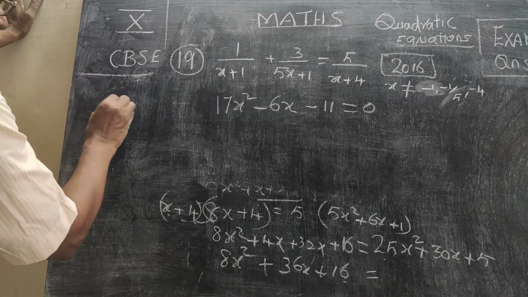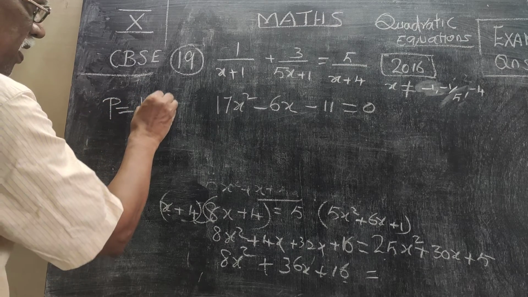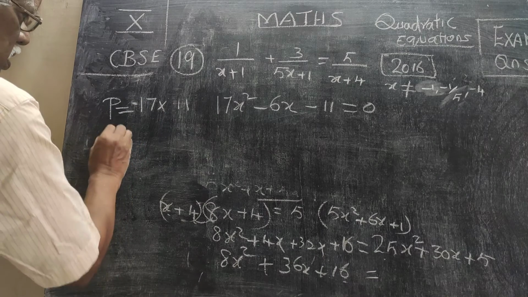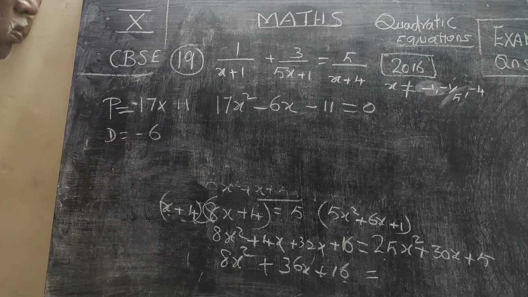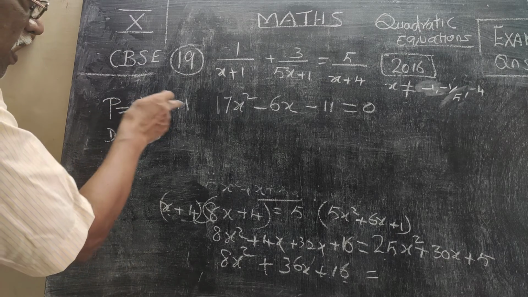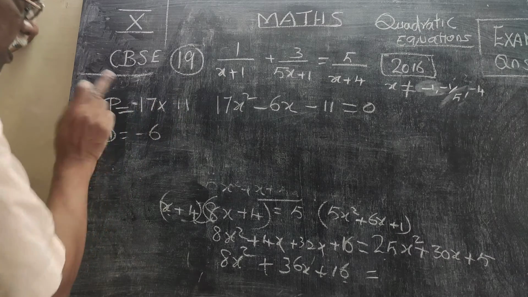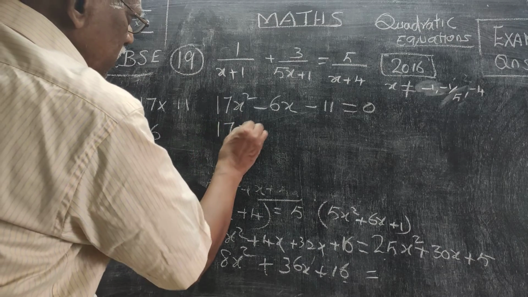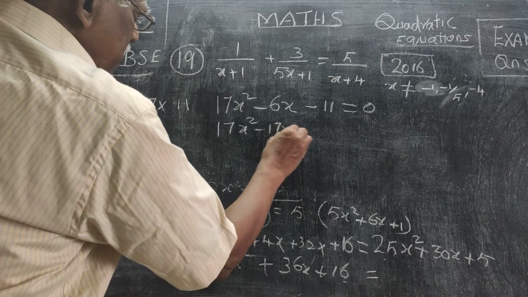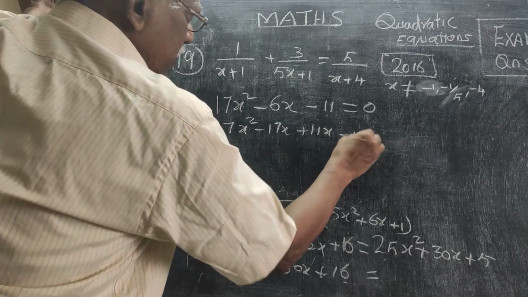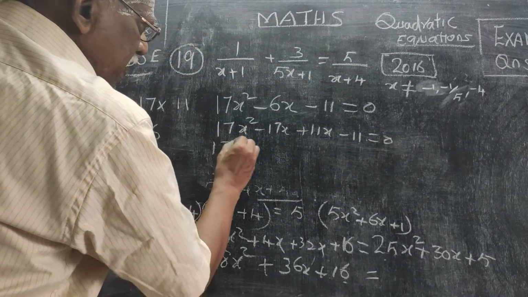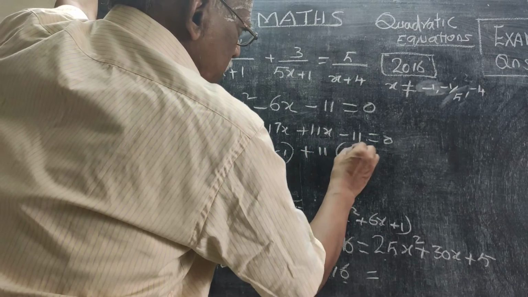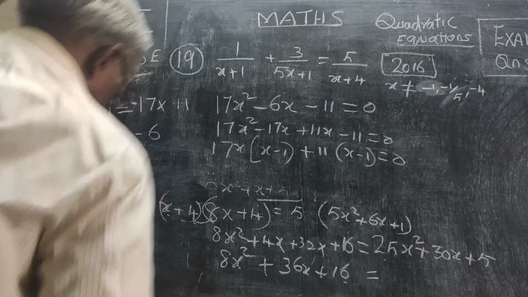Don't do the product, you simply write the 17 into 11. The minus I am putting here. The difference is minus 6. You are fortunate, 17 and 11, the difference is minus 6. So the numbers give 17x square minus 17x plus 11x minus 11 equal to 0. So 17x is taken common: 17x into x minus 1 plus 11 into x minus 1, that is equal to 0.